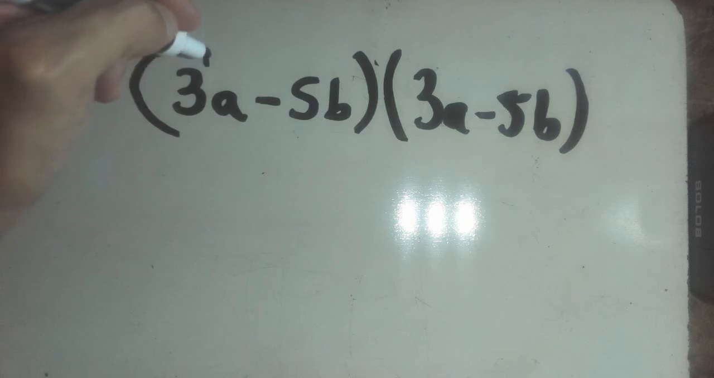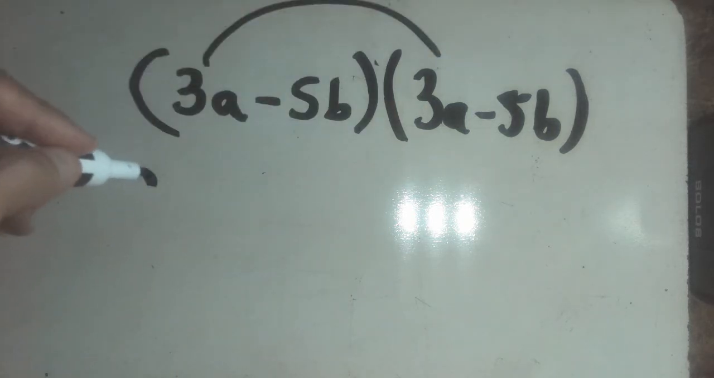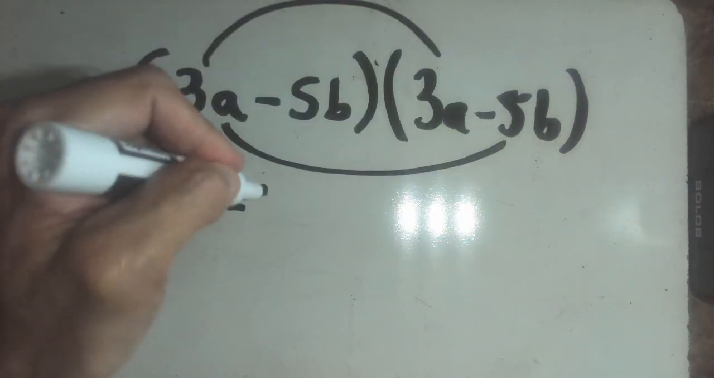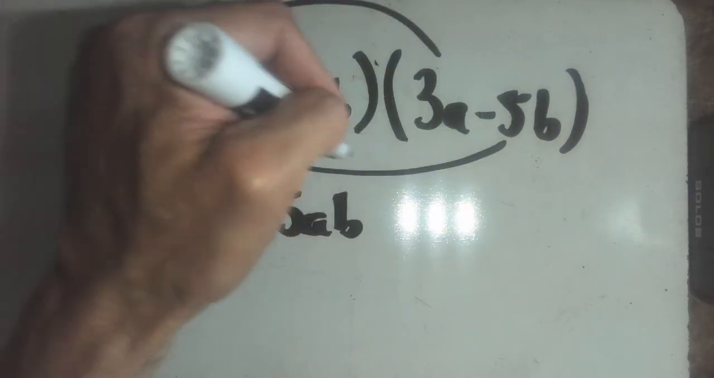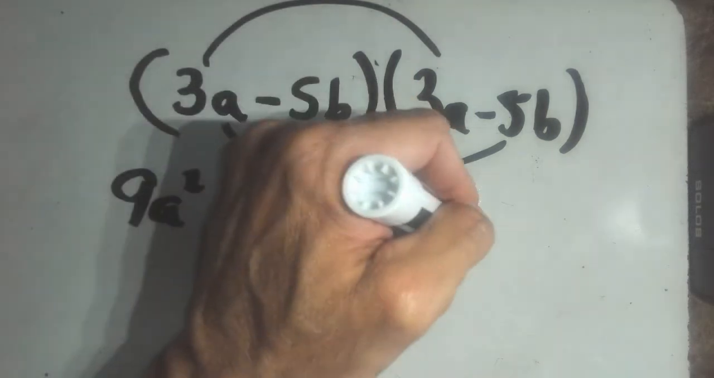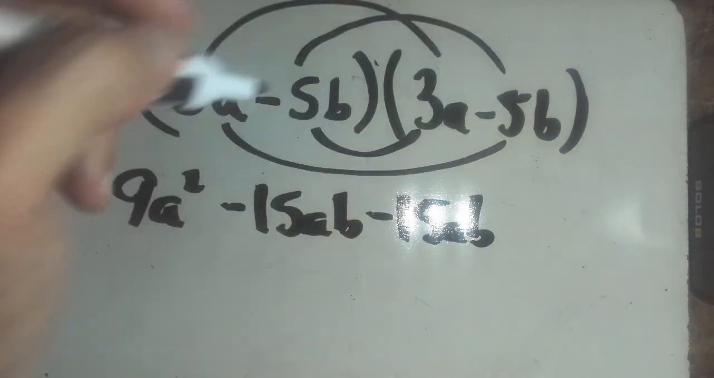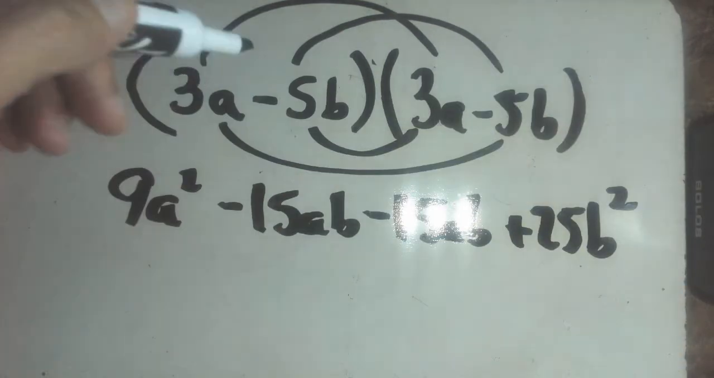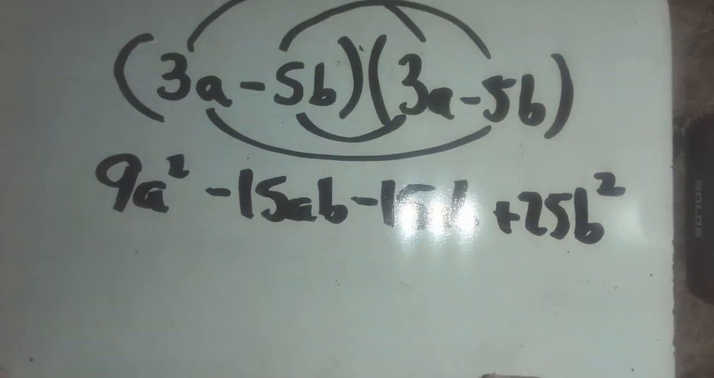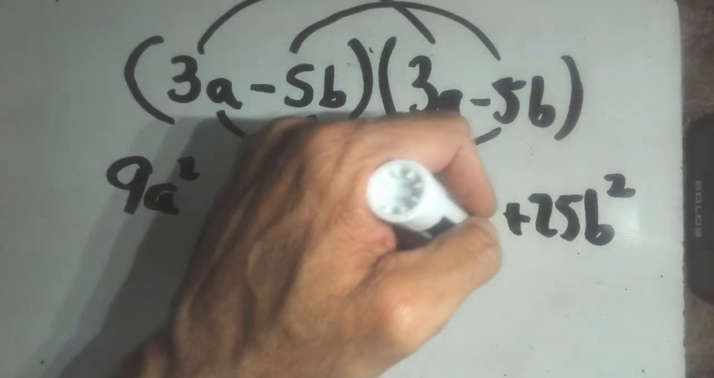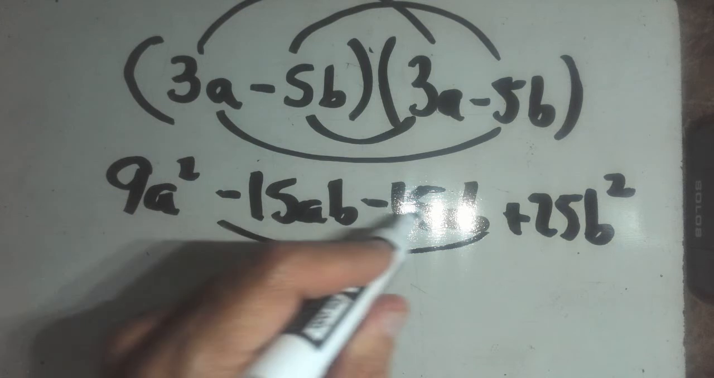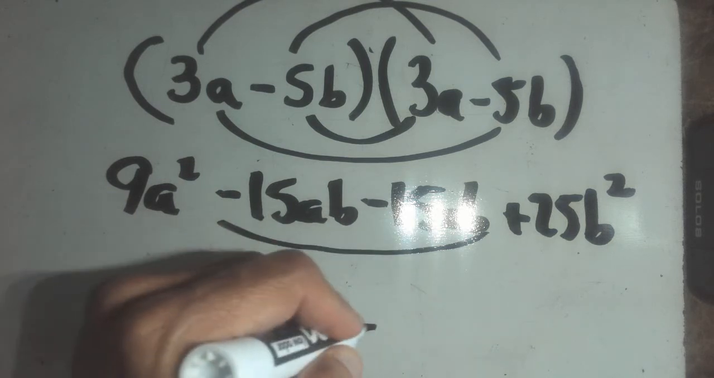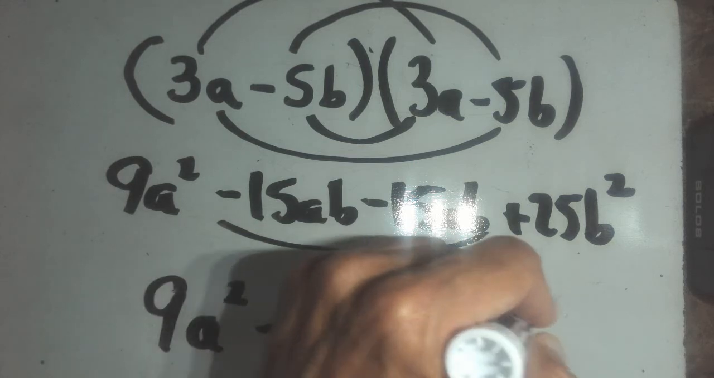So I'm going to FOIL. I'm going to take 3a times 3a. I'm going to get 9a squared. Outer, minus 15ab. Inner, minus 15ab. And then negative 5 times negative 5 is positive 25. A lot of people forget the b squared. B times b is b squared. Now, combine your middle. They're not going to cancel. They're the same thing. It's going to double. So you get 9a squared minus 30ab plus 25b squared.